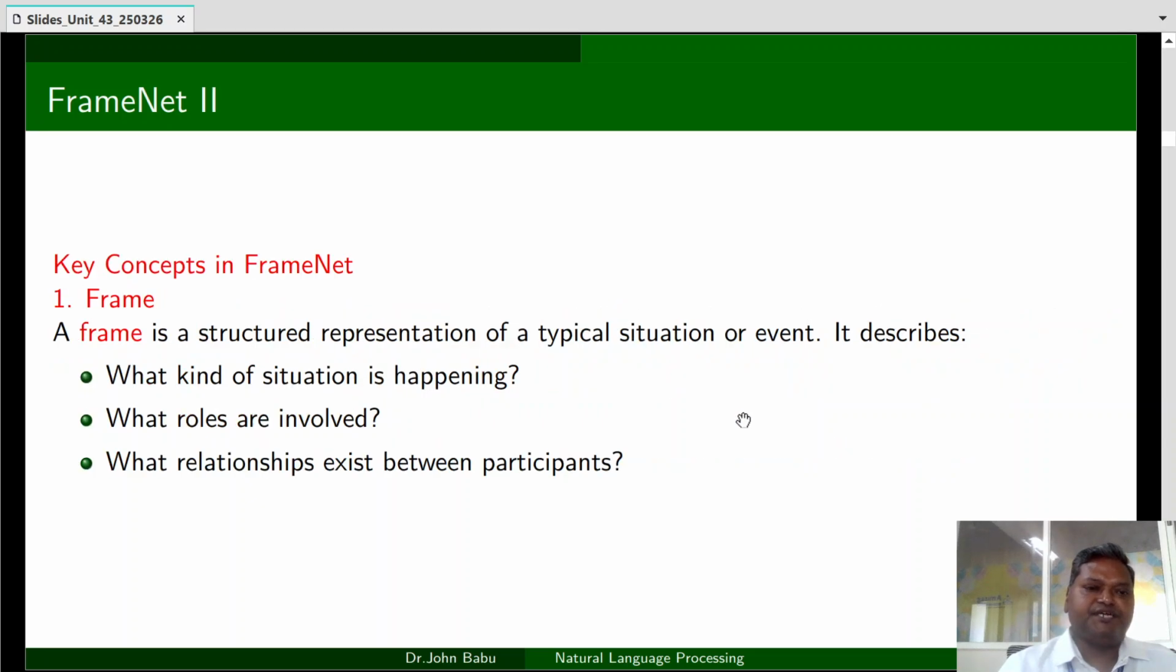So let us understand what is a frame. A frame is a structured representation of a typical situation or event. It describes what kind of situation is happening, what are the roles involved, who are playing the roles, and what relationships exist between the participants. That is a frame.